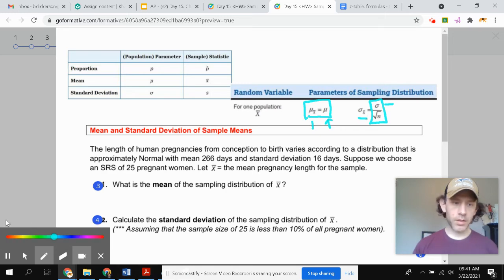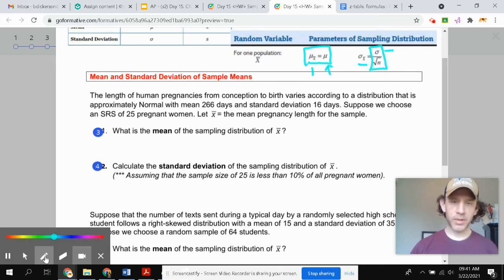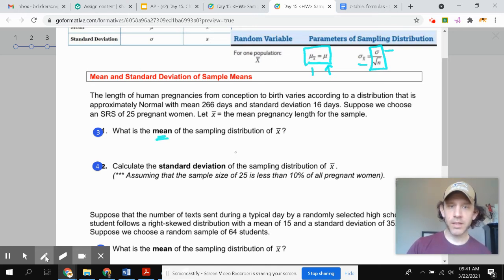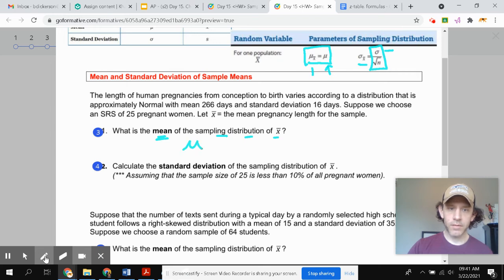Where those formulas come from, that's a whole different topic. You can definitely research that, or we can talk about that more another time. But let's actually do the calculations now. So if I'm going to do the calculations for the mean of my sampling distribution, and there's the symbol of our sample mean, what do we need? We just need the population mean. That's the mu.